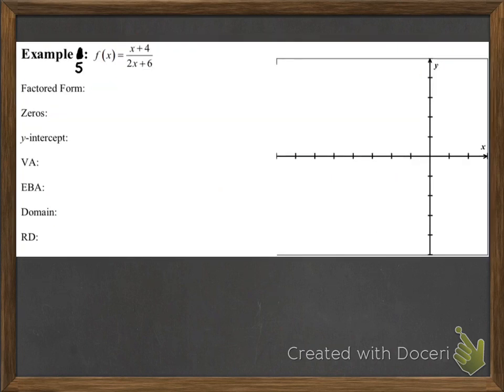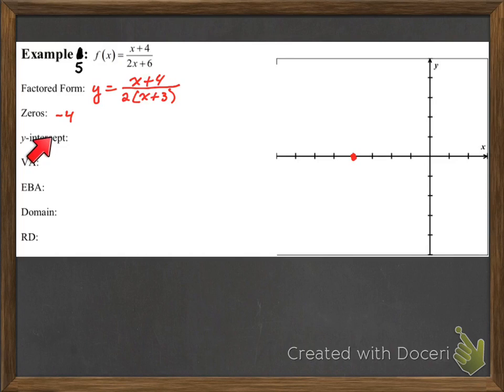Next problem. Now the only thing that we can factor out of this problem is going to be our denominator. All that we can really do is factor out a 2, which leaves us with x plus 3. Again, the 0, we get that from the numerator. The x value that makes the numerator 0 is -4. So our graph crosses the x-axis at -4.